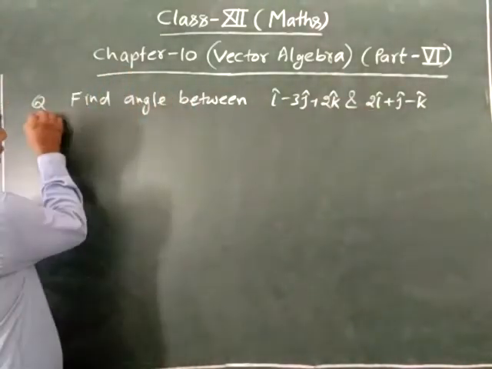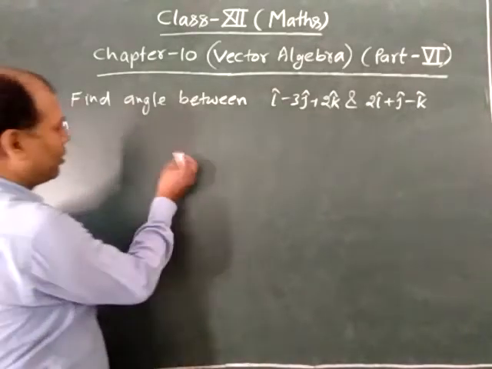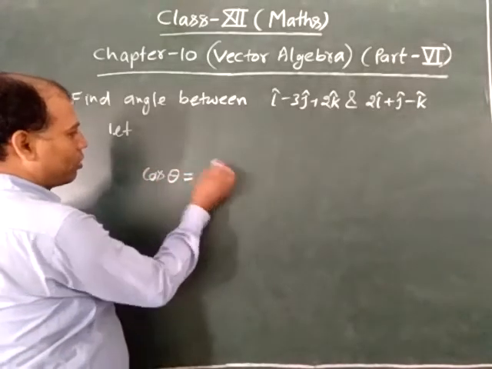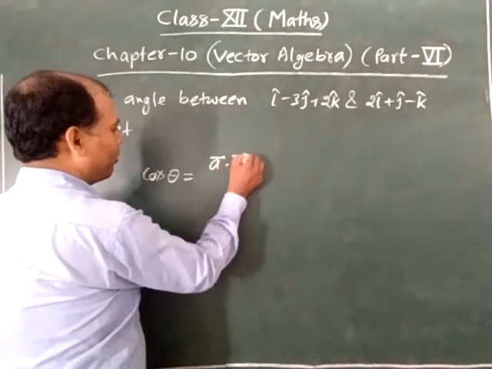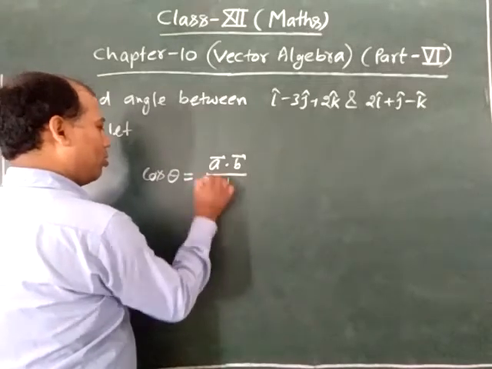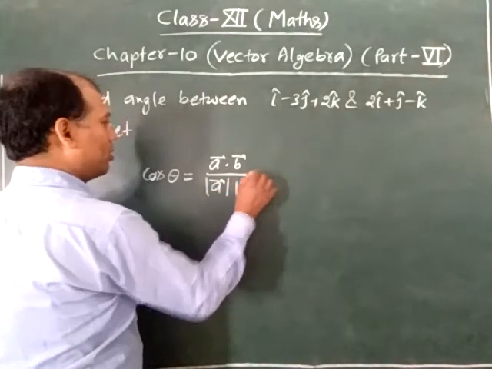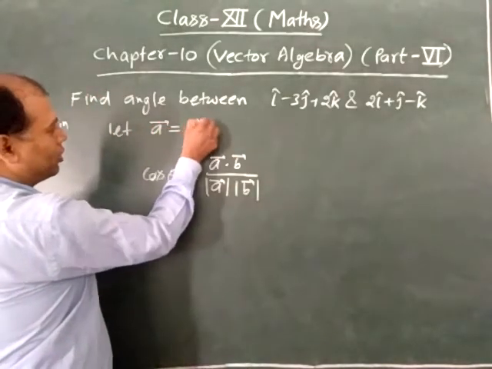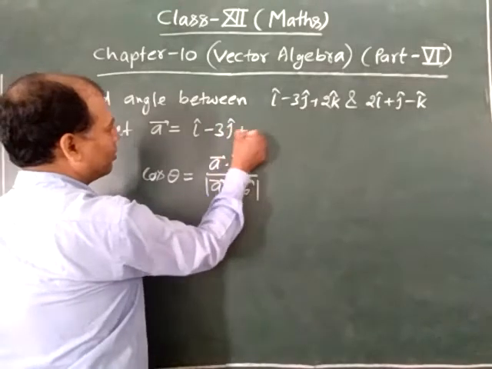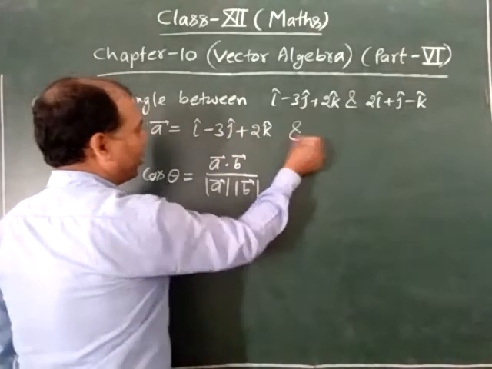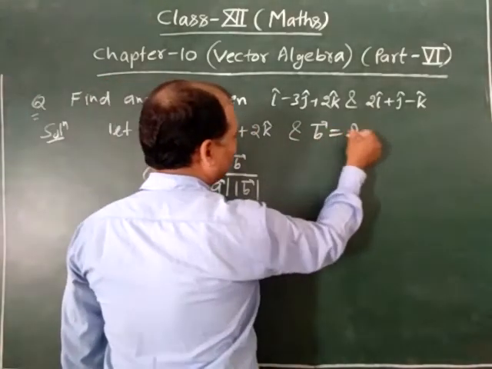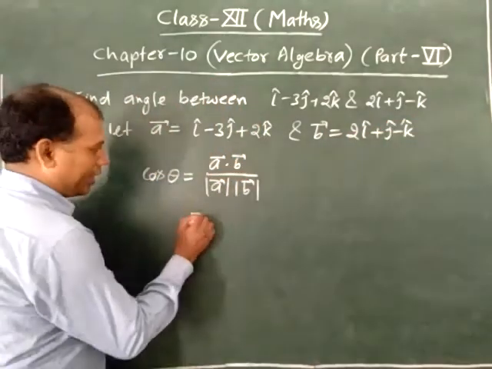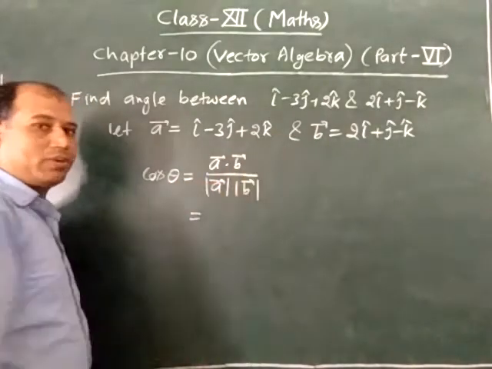All of you know that the angle between two vectors is given by cos theta. Cos theta is equal to vector A dot vector B divided by mod A mod B. Here the first vector is taken as vector A, equal to i minus 3j plus 2k, and the second vector is taken as B, 2i plus j minus k. Then the angle between these two vectors is given by this formula.